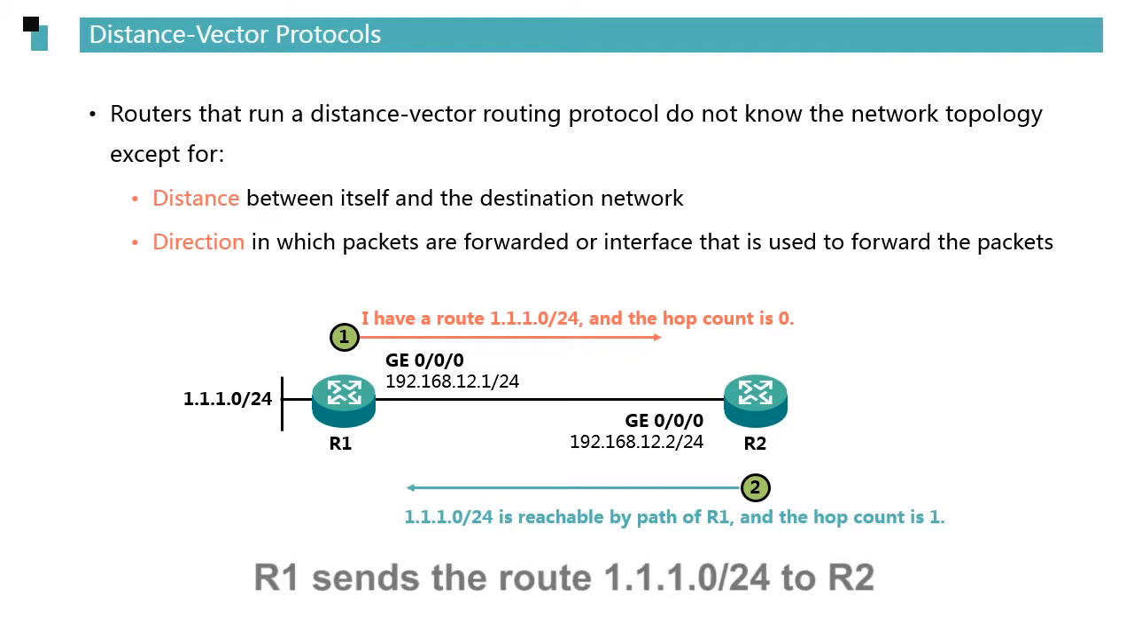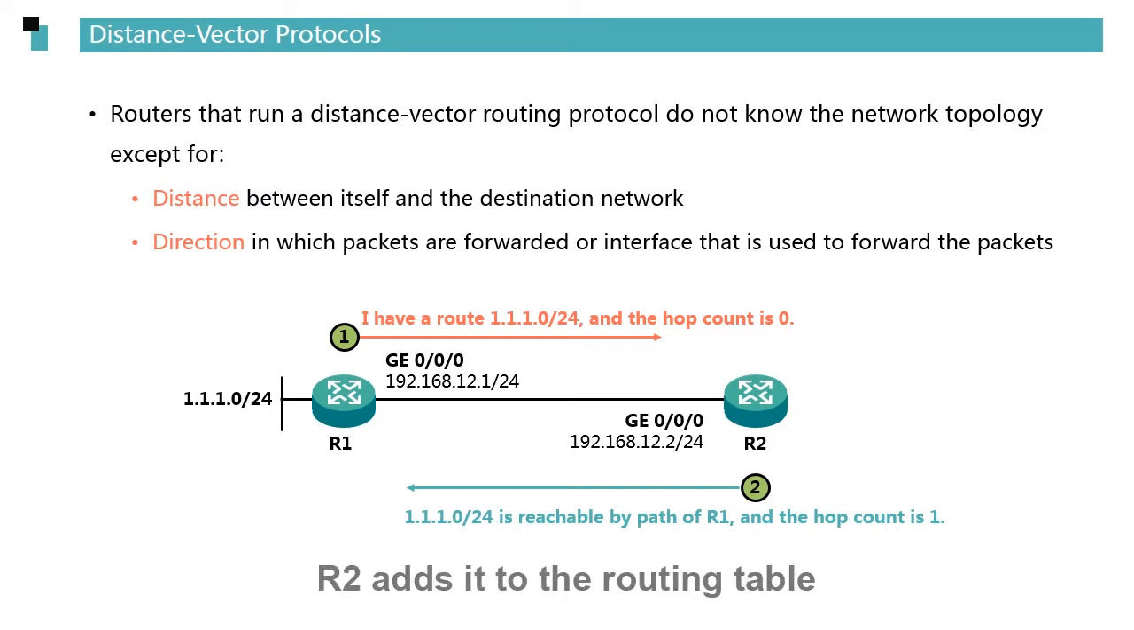R1 sends the route 1.1.1.0/24 to R2. After receiving the route, R2 adds it to the routing table. This route is a direct route of R1. Therefore, the hop count is 0 to R1. R2 learns this route from R1, so the hop count to R2 is 1.